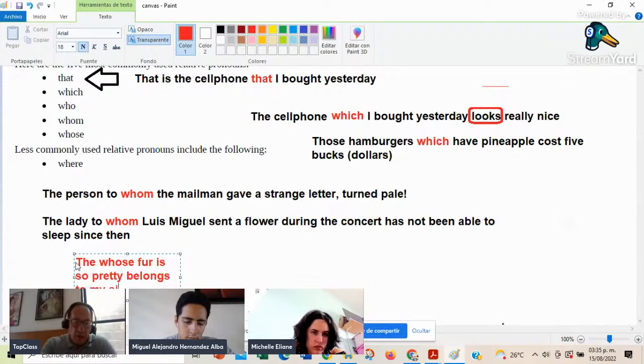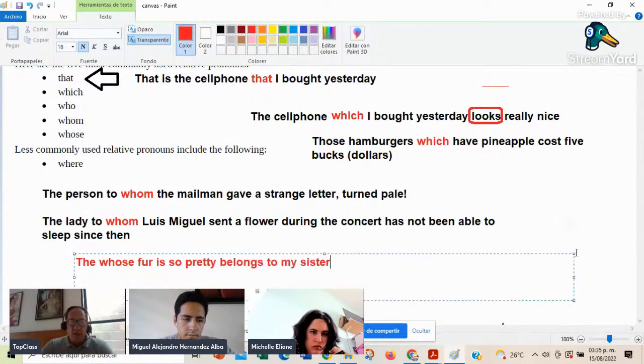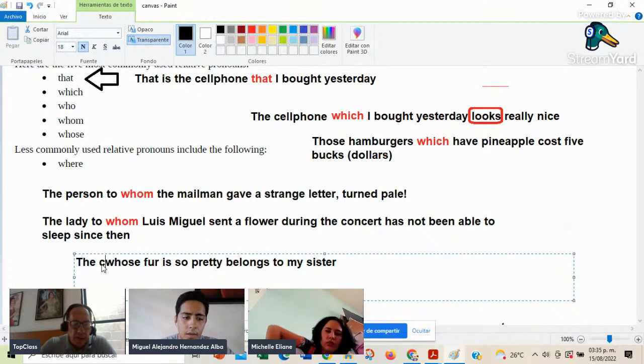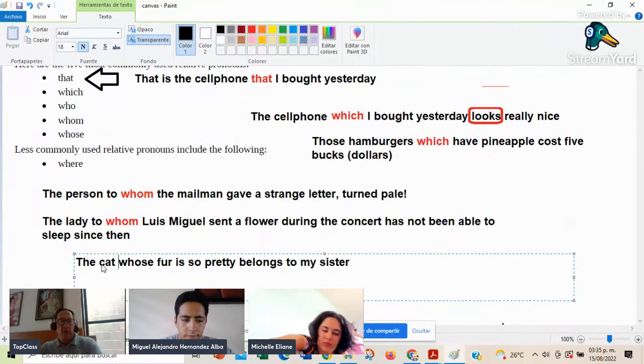Whose fur is so pretty belongs to my sister. All right. Who wants to read this, please? Me. Okay. I'm sorry. The cat whose fur is so pretty belongs to my sister. Right. What is that in Spanish?